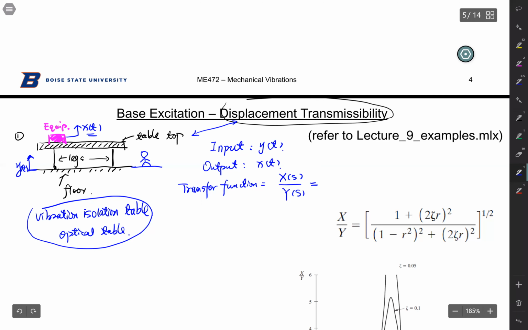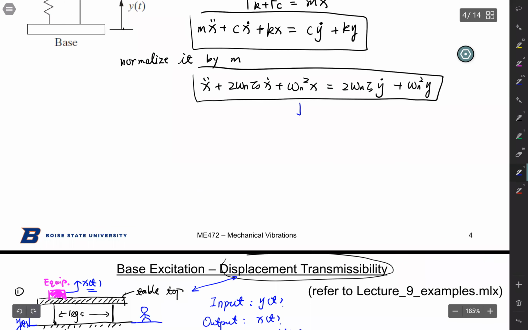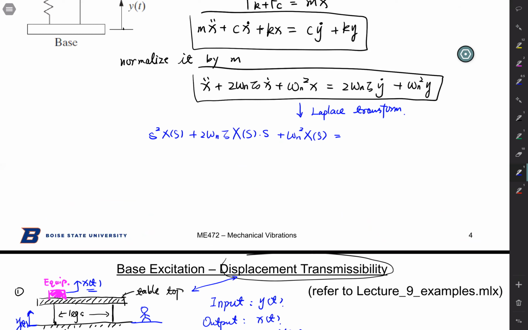So let's go back to the original equation. Let's do the Laplace transform. X double dot becomes s squared X(s). Velocity becomes X(s) times s, plus omega n squared X(s). The same thing applies to y. Your y is also time dependent. You have 2 omega n zeta Y(s) times s plus omega n squared Y(s).